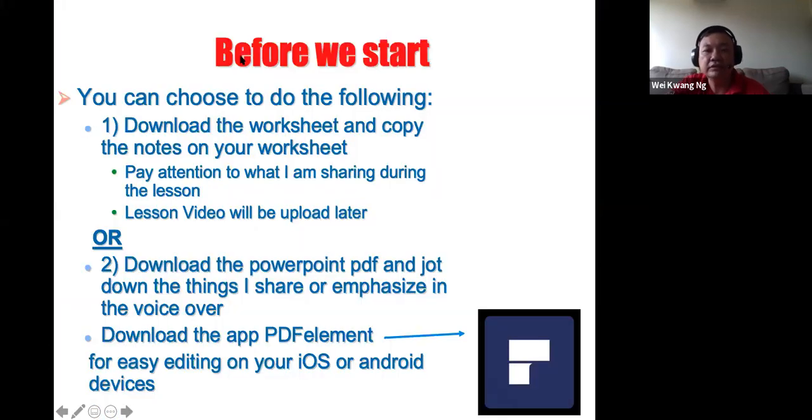For today's lesson, first of all, I already sent the worksheet to your WhatsApp group. You may want to copy the notes found on the PowerPoint slide, and jot down the things I shared or emphasized when I'm sharing with all of you. Or you can download the worksheet and copy the notes. Just focus on what was written in the worksheet.